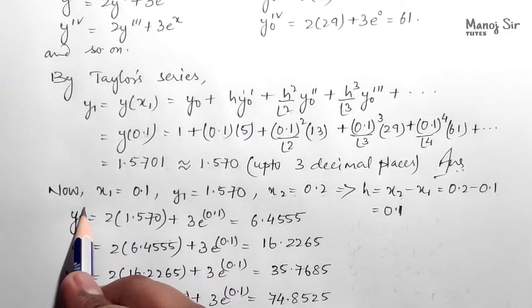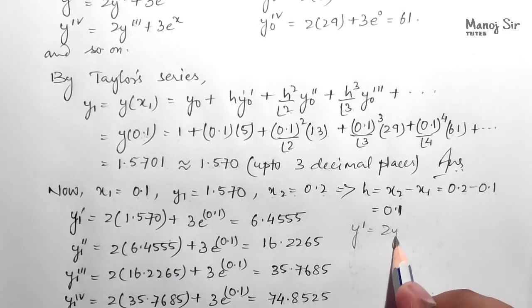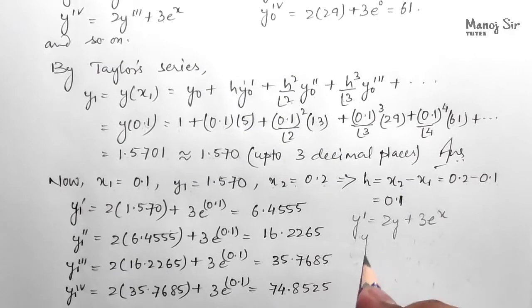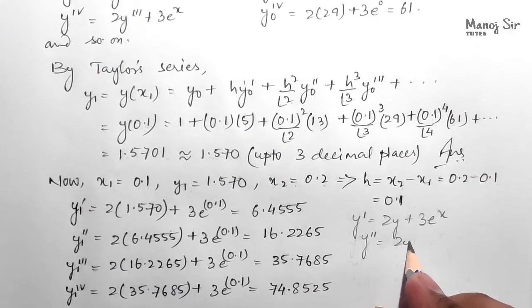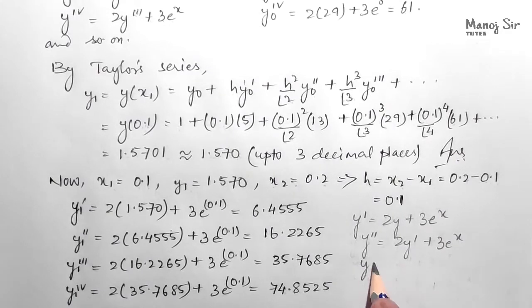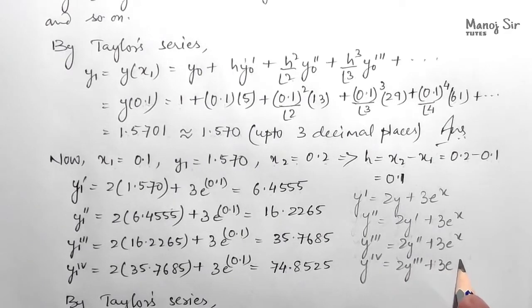Here we have y1 dash. What is y dash? That is 2y plus 3 into e to power x. What is y double dash? That is 2y dash plus 3 into e to power x. Again differentiate this, you will get y triple dash, that is 2y double dash plus 3 into e to power x. Now again differentiating, you will get y quadruple dash, that is 2y triple dash plus 3 into e to the power x.